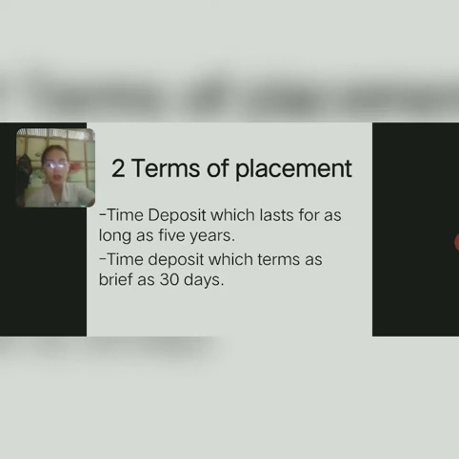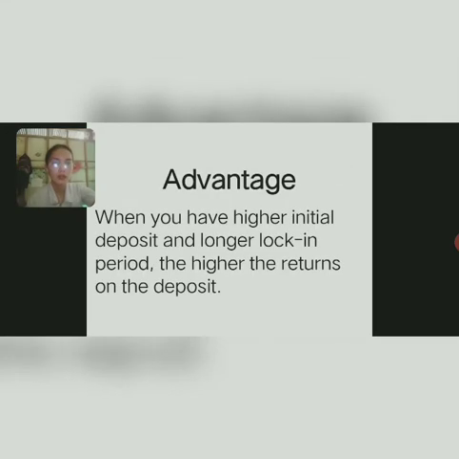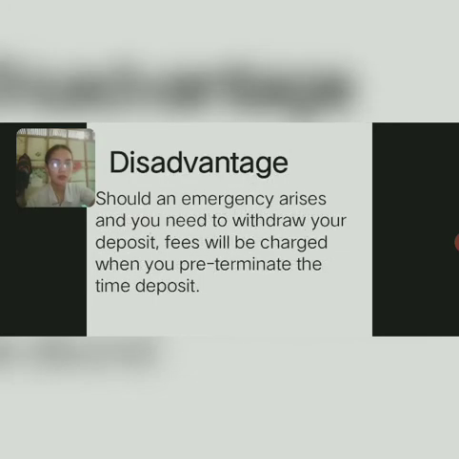Depending on the bank you choose, the initial deposit or the minimum placement can be as low as 1,000 and as high as 50,000. You can also choose your locked-in period. Most financial institutions set a minimum locked-in period of 30 days and a maximum of 5 years and 1 day. You can also opt for 60, 90, or 180 days, or even longer. The advantage is that the higher the initial deposit and the longer the lock-in period, the higher the returns on the deposit.